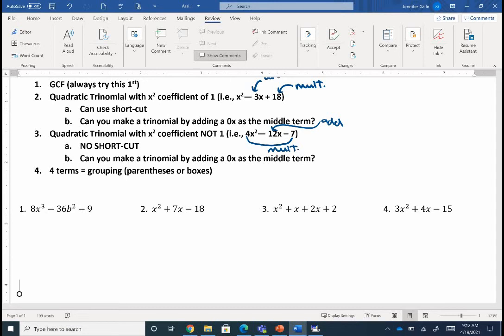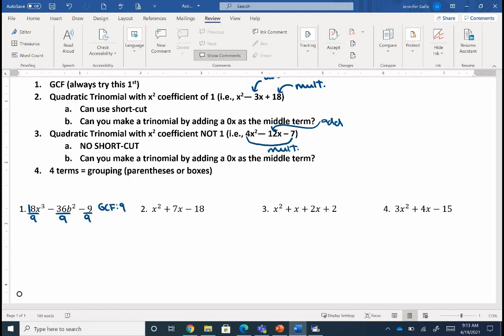So in number 1, for some reason my 18 didn't stick on my sheet. You guys have an 18 on your sheet first. I have an 18, a 36, and a 9. Is there a number that can go into all 3 of those? Yeah. What can go? 9 can. We want to go as big as we can, so we're going to go 9.